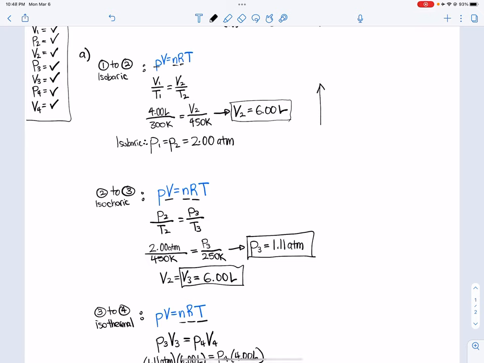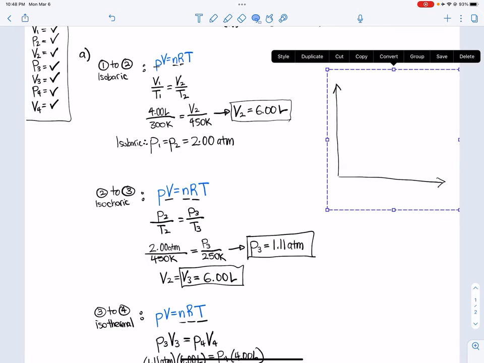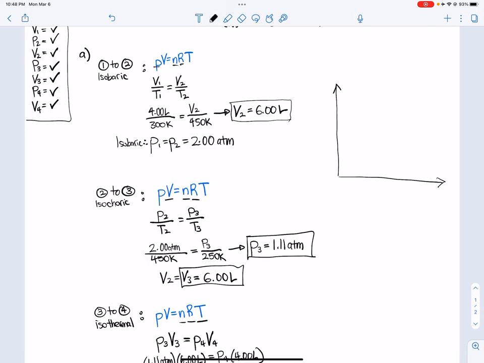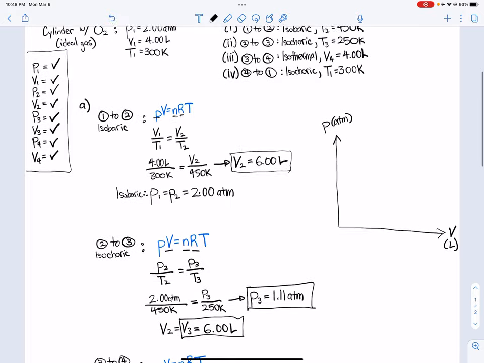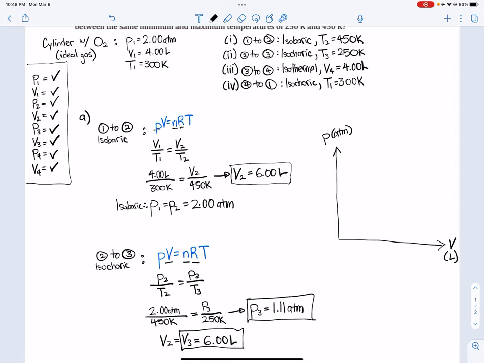All right. Okay, I'm going to move this a little bit. So this is my volume, this is my pressure in ATM, that's the units, and my volume will be in liters. Okay, so P1, V1: pressure at state 1 is 2 ATM, right? So let's say this is 2 ATM. And my volume at state 1 is 4 liters. Let's say this is 4 liters. So this will be my state 1.